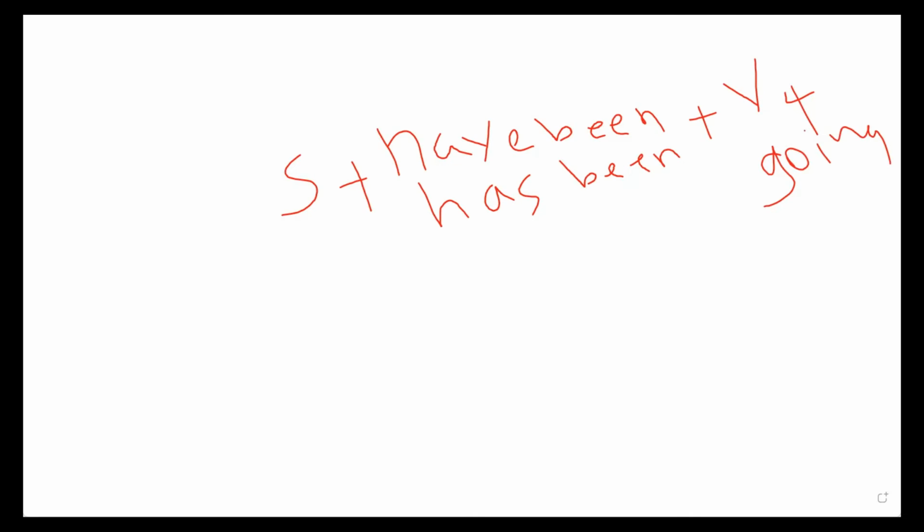Now tell me an example for this tense. I have been going to mosque. Okay, I have been going to mosque. Right. Tell me an example for has been. She has been going to mosque. Okay, she has been going to mosque. Okay, right. So, sir, in which situation?